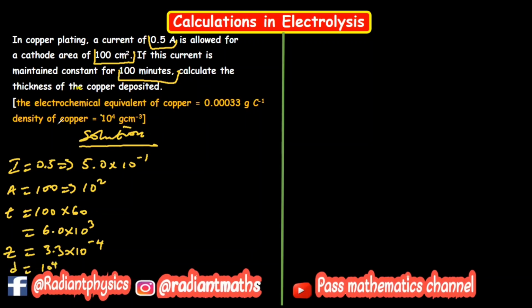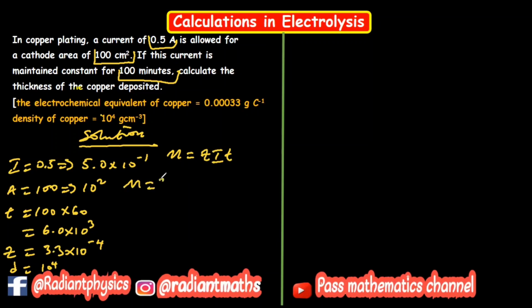In this question, firstly, we are going to calculate the mass of the copper which is deposited. And then after that, we are going to find the volume of the copper before we can find the thickness of the copper. To find the mass of the copper, we're going to apply this equation according to Faraday's first law of electrolysis, M equal to Z times I times t. Here, Z is the electrochemical equivalent, I is the current, and t is the time taken. So we are going to substitute these values now.